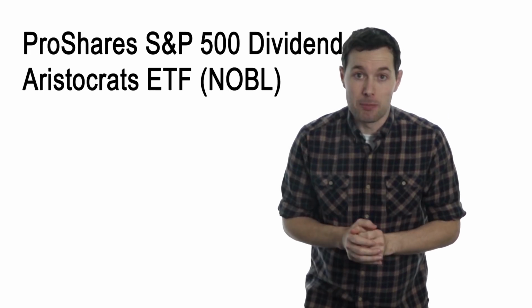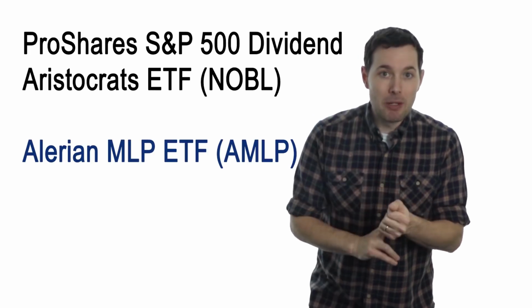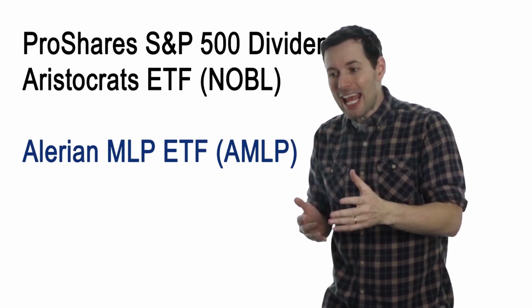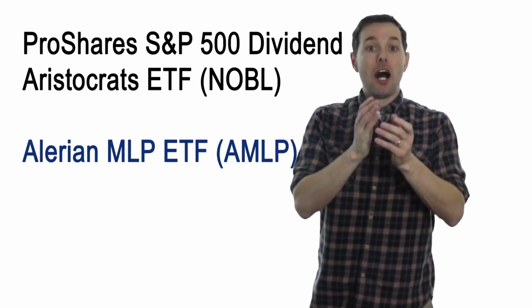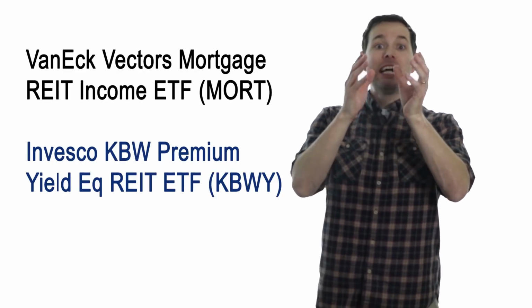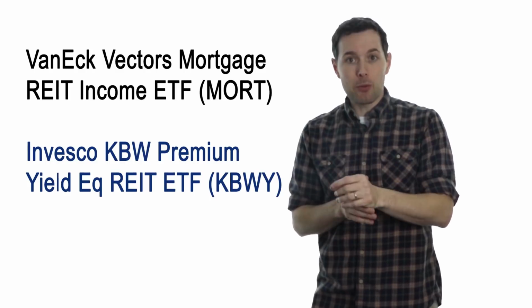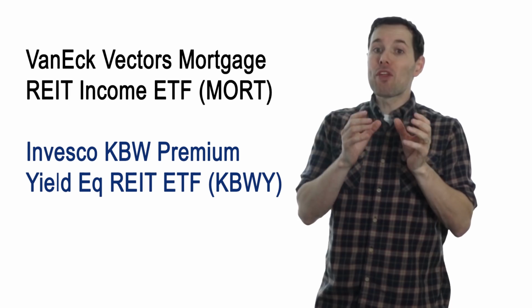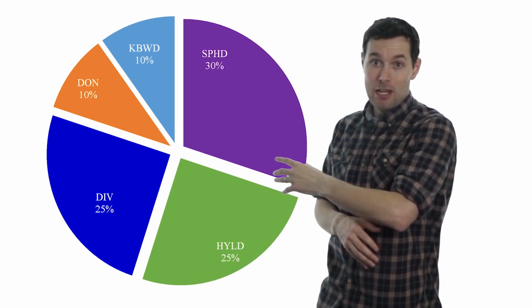If you prefer getting stable dividends from large cap companies, NOBL could be nice to add some stability to the portfolio. We also talked about AMLP, which is a great ETF for high dividends and exposure to the energy markets. Another interesting position to consider would be VanEck's Vector Mortgage ETF. They invest in mortgages, and Invesco's KBW Premium Yield Equity REIT ETF. They invest in actual real estate properties, and they both have dividend yields of around 7%, and they're great diversifiers to this type of core portfolio.